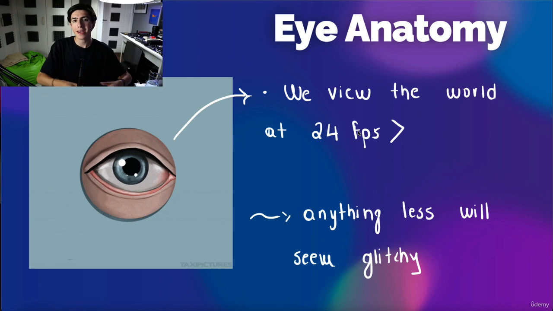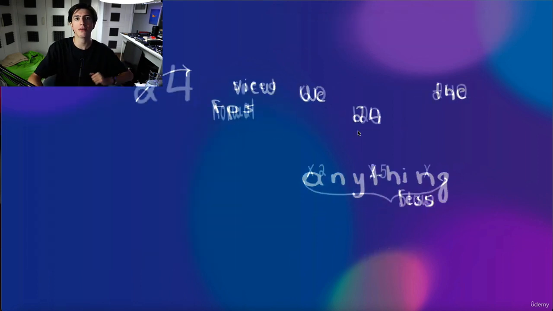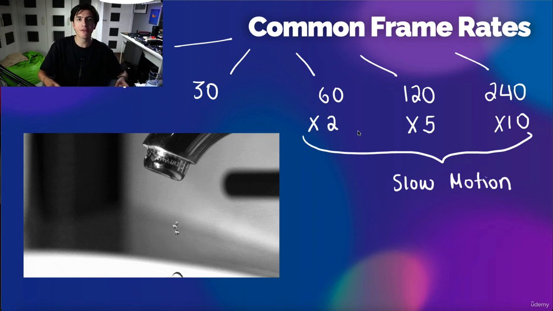Now, it all comes down to the anatomy of the human eye. As we said, the human eye views the world at 24 frames per second, and anything below 24 frames per second will look glitchy, jittery, let's say laggy. So the bare minimum number of photos for a camera to shoot per second to construct a video is 24. That being said, there are many frame rates to choose from. We have 24 frames per second, which is the normal speed of most cameras. Most cameras also shoot at 30 and 60 frames per second, and some cameras that are capable of slow motion speeds shoot at 120 or even 240 frames per second.